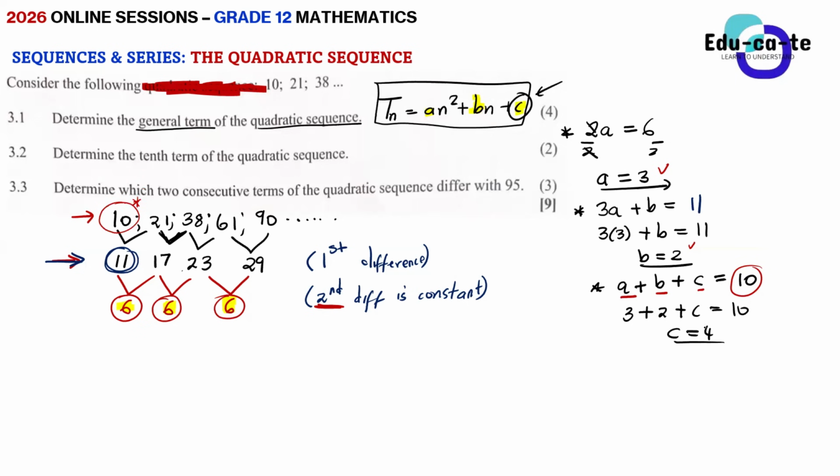Yes, it's 5. Cool. So the value of c is 5. So all you have to do is to therefore say, Tn is equal to, where there is a, remember it must be an² + bn + c. So where there is a, I'm going to replace with 3. So this is 3n² plus, where there is b, I'm going to replace with 2. This is plus 2n. And then where there is c, I'm going to replace with 5. This is plus 5, giving us the general formula of the quadratic sequence.